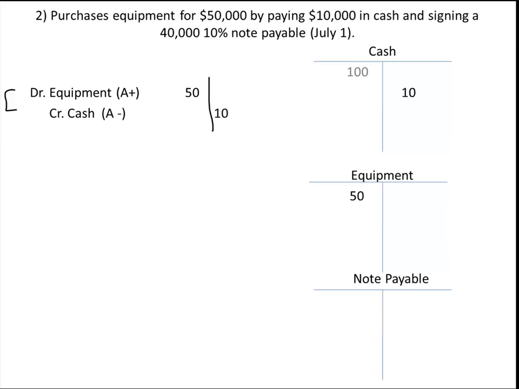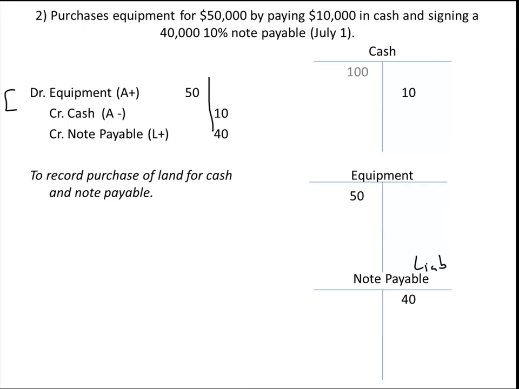As it happens, we've got a note payable being a liability account. Liabilities live on the right side of the equation. We owe the bank more money than we used to. We need to make our note payable, our liability, go up. And we make our liabilities go up with a credit. And so we're going to credit our liability for $40,000.